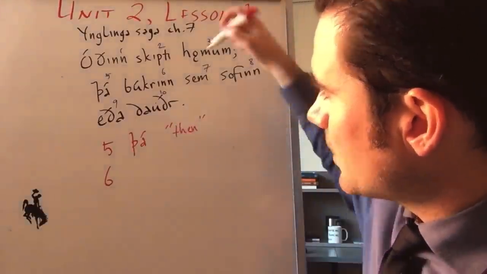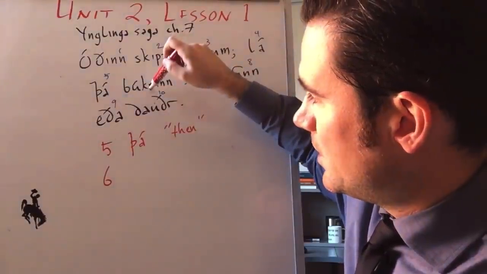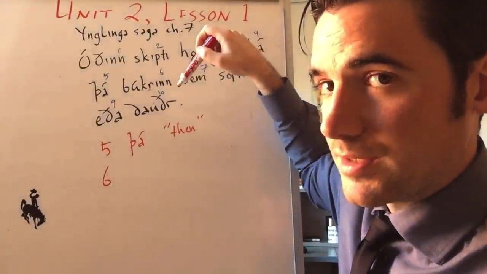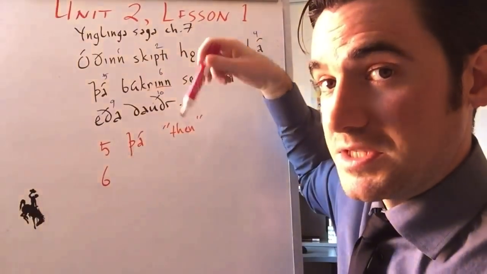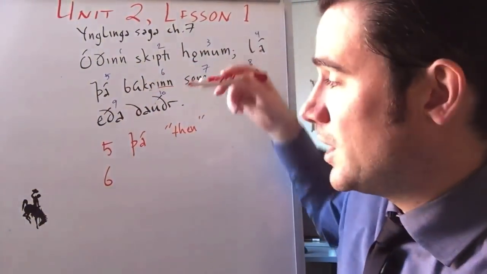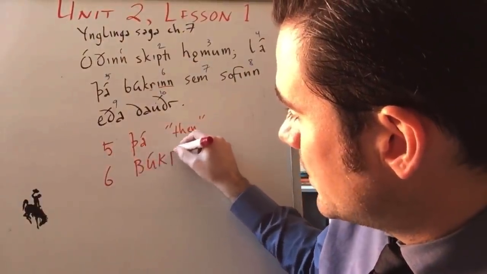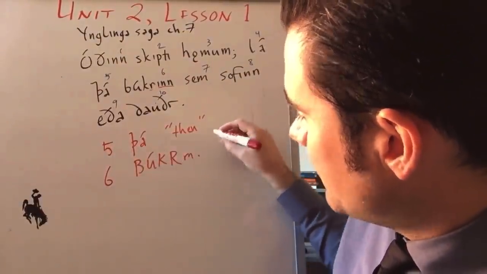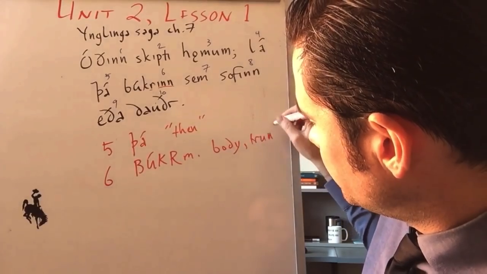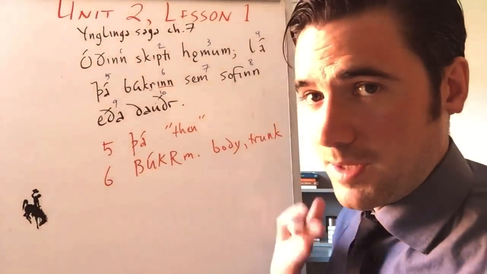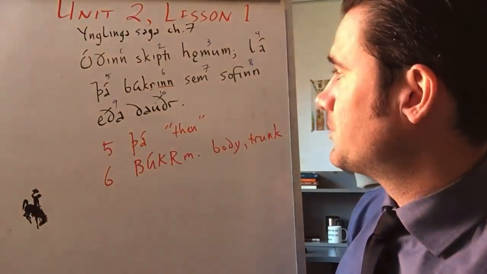bukurin. Just looking at this, we should probably recognize that this is a masculine noun with its nominative singular ending, so it's a subject of a verb, and that it has the article in on it, so this is the something. And when we look it up, we're not disappointed to see that bukur is a masculine noun and it means body or trunk, as in trunk of a body. So the body, then, something.